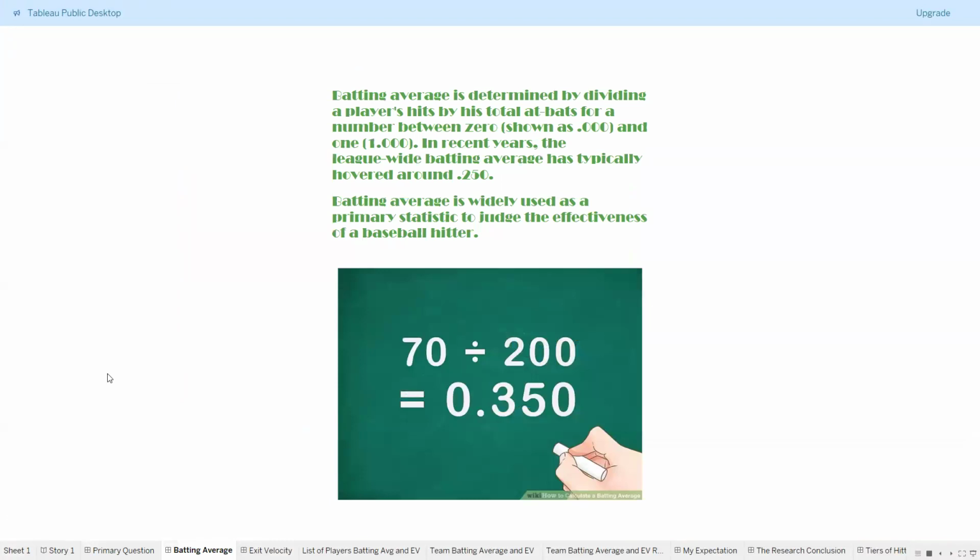For those who don't watch baseball, batting average is determined by dividing a player's hits by his total at bats. So for example, if you have 70 hits and 200 at bats, then your batting average will be .350. Same way, if you have three hits and 10 at bats, your batting average will be .300. And .300 is basically the standard metric by which any hitter is assumed to be a pretty good hitter. I mean, if you're hitting .300, then essentially you're a good hitter.